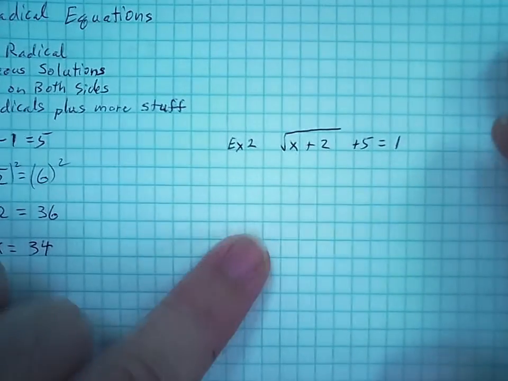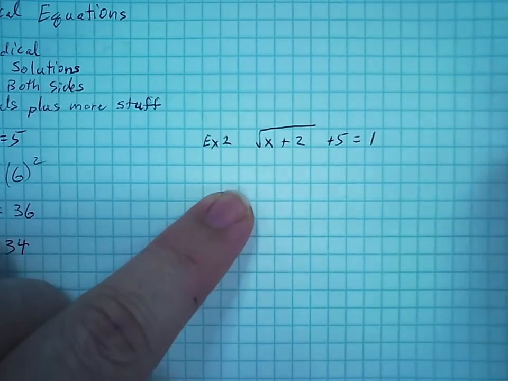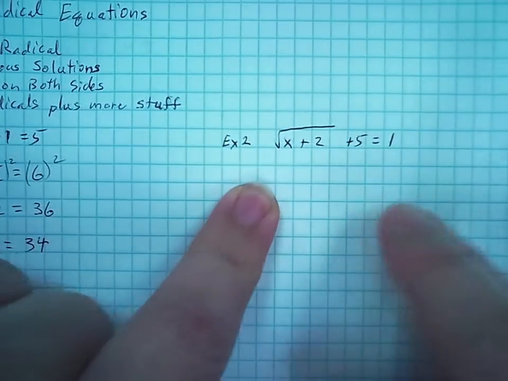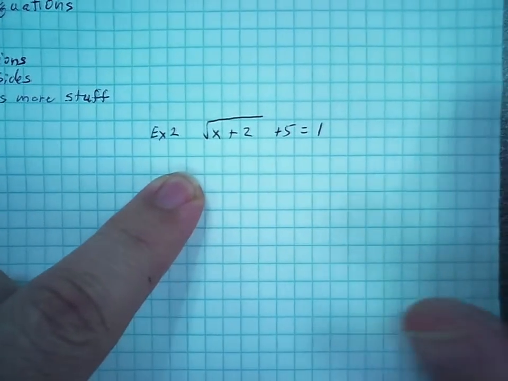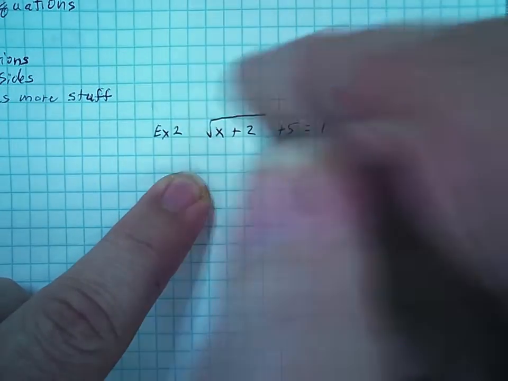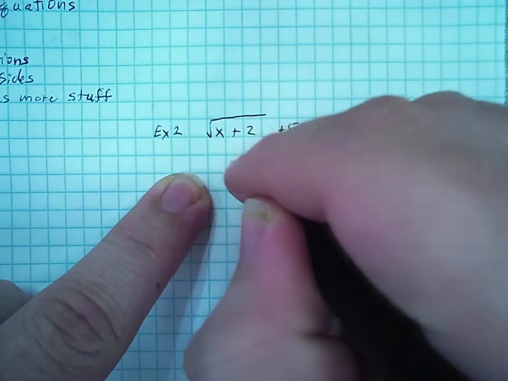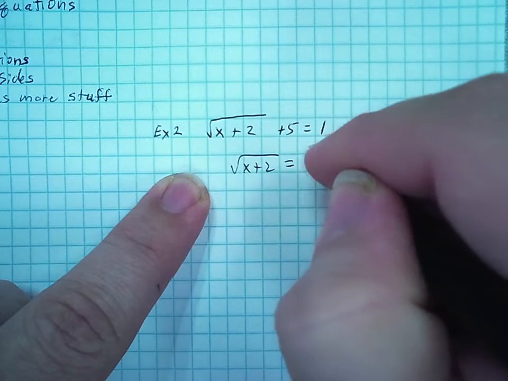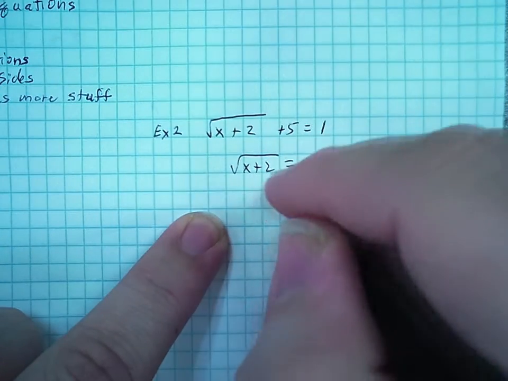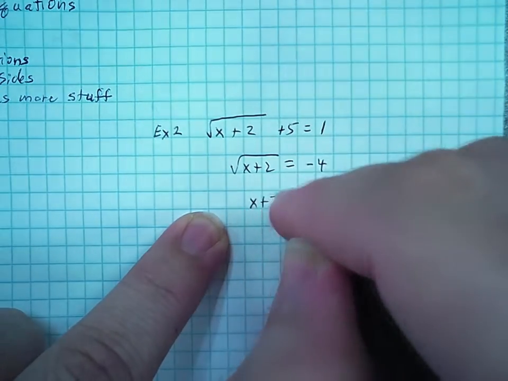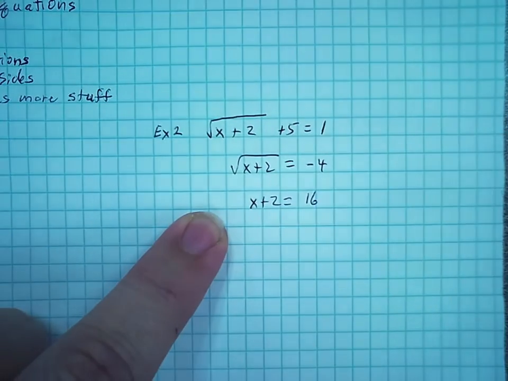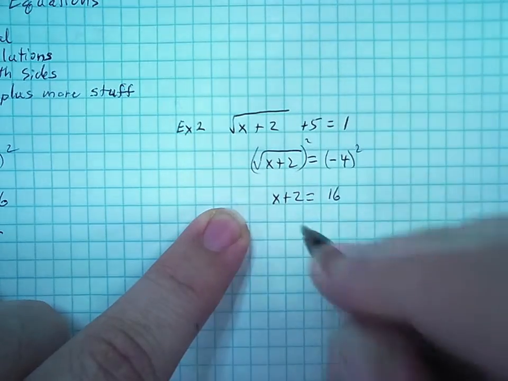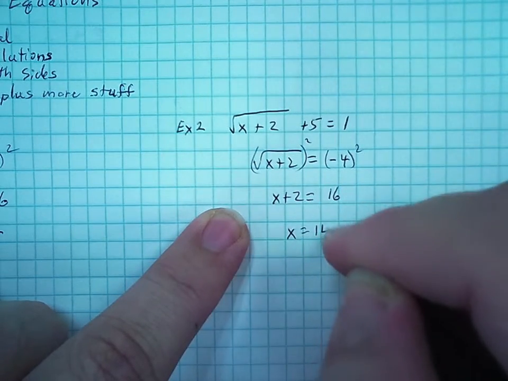But that won't always be the case with radical equations. This one here looks very similar to the one we started with, but it actually won't work out. So when I solve this one, first I'm going to subtract this 5 over, and I get square root of x plus 2 equals -4. And then when I square both sides, I'll get x plus 2 equals 16, which means x is going to be 14.